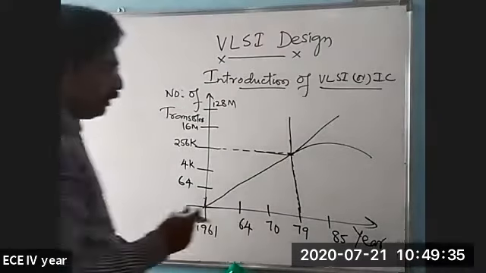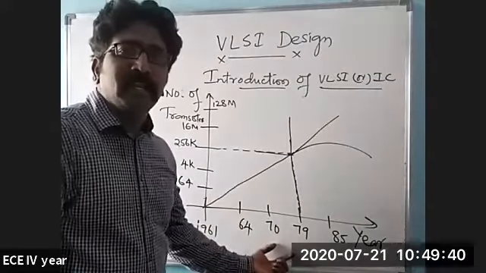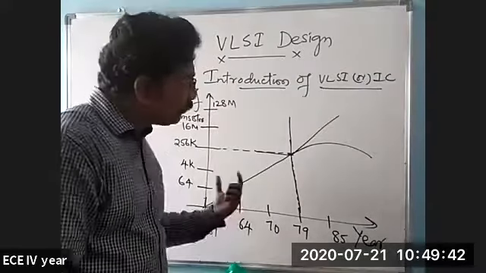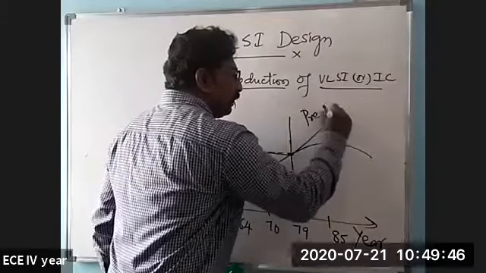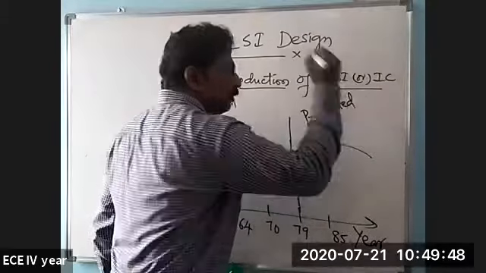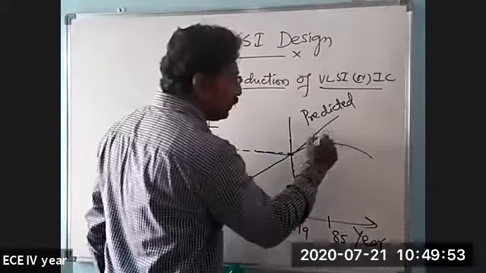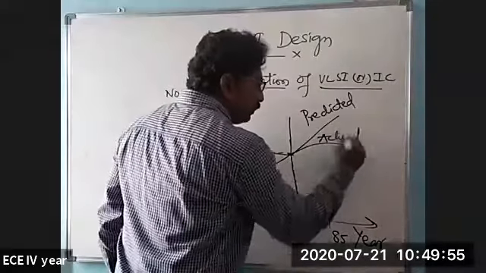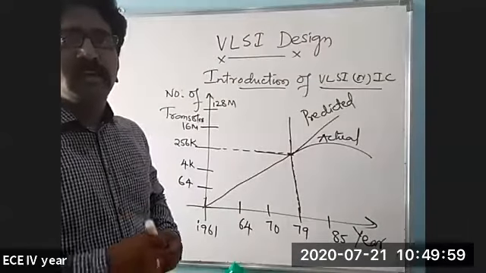Okay, see, what Moore has stated, until 1979, it has worked as it has predicted. This is the predicted line. It means that every year the number of transistors on a single chip has to double. This is a prediction which has been made. But actually, what has happened after 1979? It has come down. Come down means the law has gone wrong.